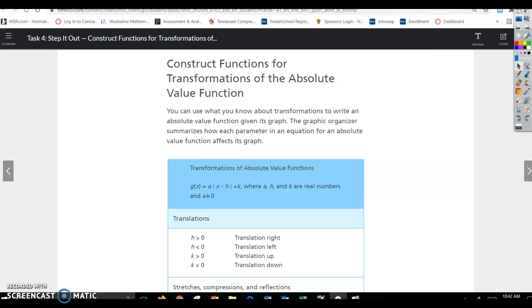Lesson 8.2, task 4. Construct functions for transformations of the absolute value function. You can use what you know about transformations to write an absolute value function given its graph.